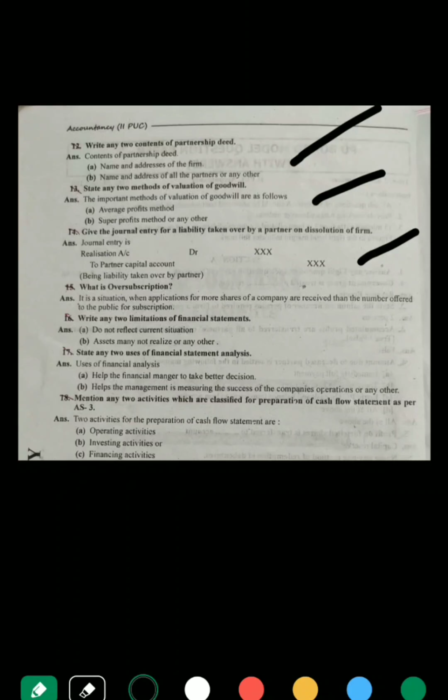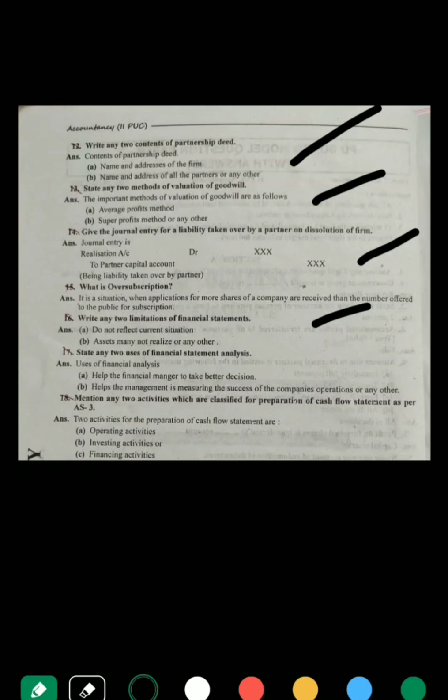Then the 15th one: what is oversubscription? In the unit on issue of shares, there are three subscriptions: oversubscription, undersubscription, and fair subscription. It's a situation when applications for more shares of a company are received than the number offered to the public for subscription. That situation is called oversubscription.